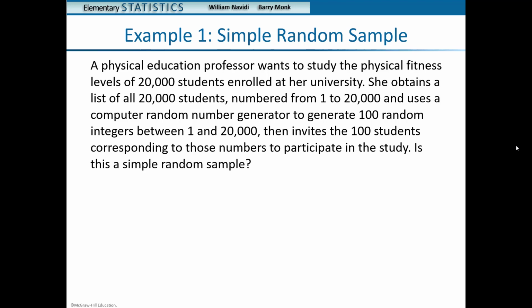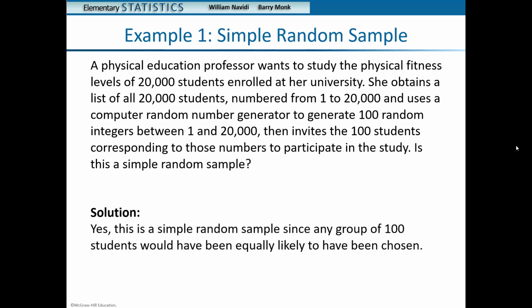If we look at the process described here, the population is the 20,000 students in the university. From that population, we're selecting a sample of size 100. We want every individual from that population to have an equal likelihood of being selected to be in that sample of 100. And the process being described here is a completely randomized process, because of the random number generator method. So yes, this is a simple random sample.